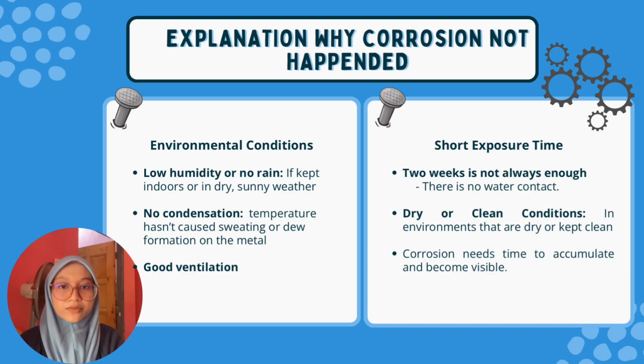Explanation of why corrosion might happen or slow down. First, environmental conditions. Low humidity or rain. If kept indoors or in dry, sunny weather, there's not enough moisture to start rusting. No condensation outside if the temperature hasn't caused heating or deformation. The last one is the possibility of aluminum nails. If nails were made from aluminium, which does not rust like iron, instead aluminium forms a protective layer called aluminium oxide on the metal when exposed to air.